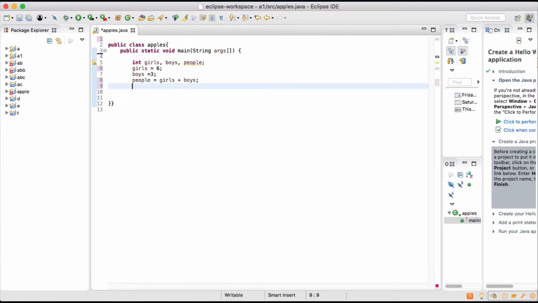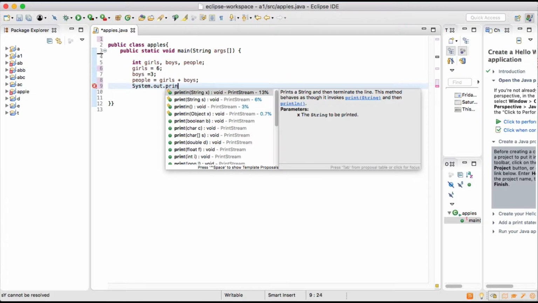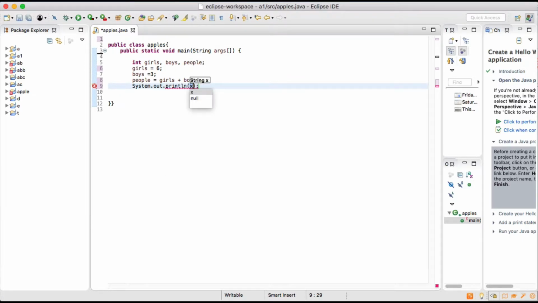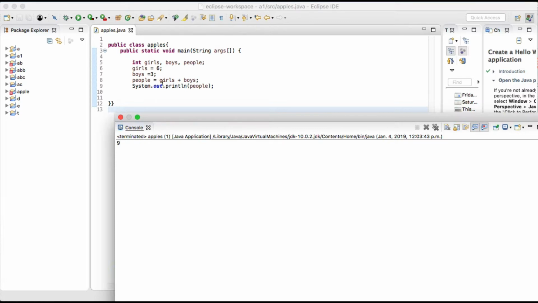And to print out the people value, I'm going to use system out print line people. Okay, that's it. Now let's go ahead and run this one. Here you can see we are getting 9 because 6 plus 3 is 9.